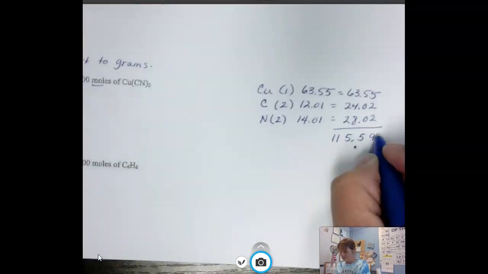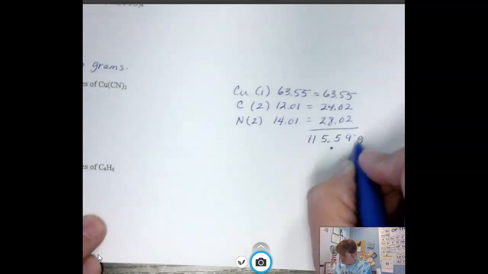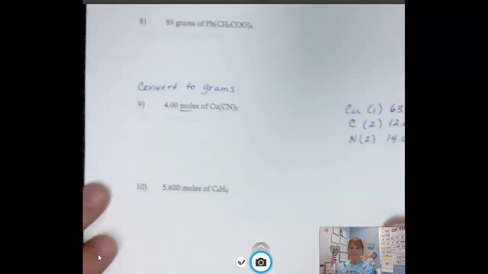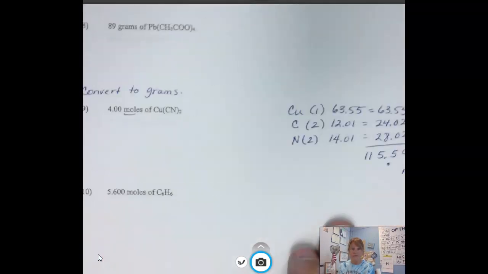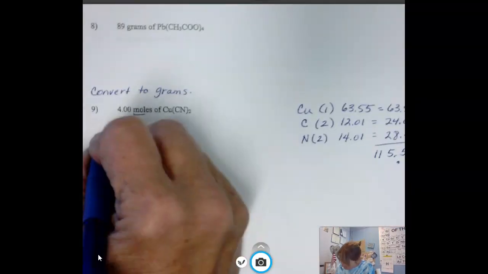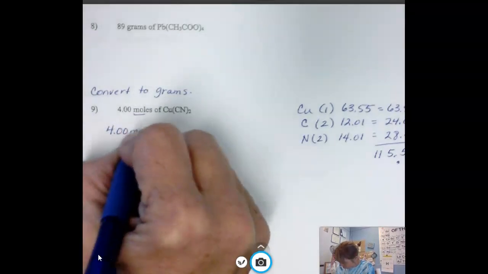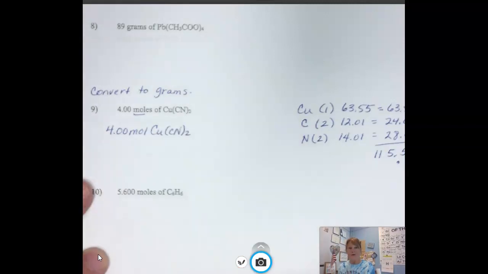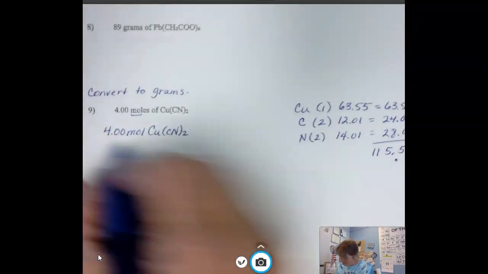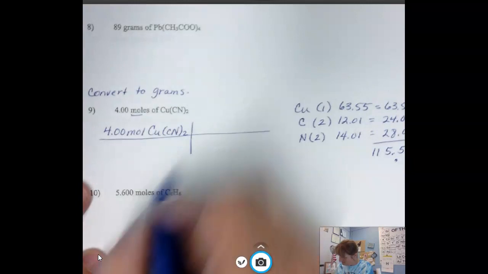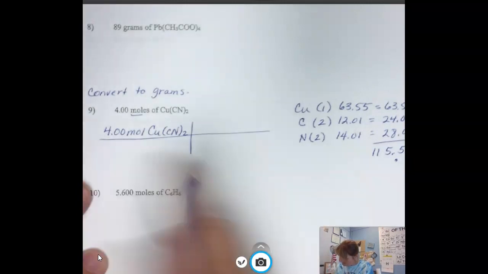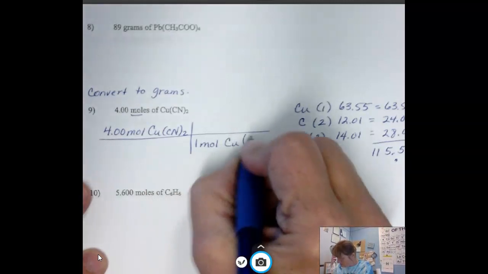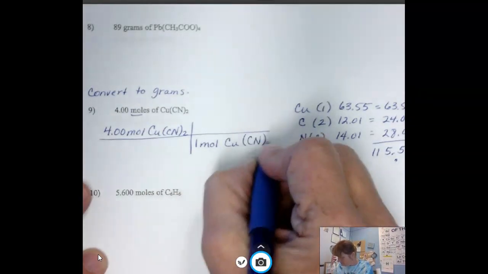Sorry, my paper's catching on stuff. So grams per mole. Okay, let's go to our problem then. So I have 4 moles. And again, get in the habit. I know it's a pain and extra work, it seems like, to put your labels on there, but you do have to do that. So moles is here, so now I'm going to put 1 mole. And again, remember the 1 is always with the mole in your conversion.